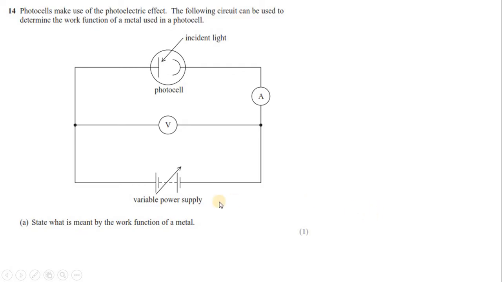So work function means the minimum amount of energy that is required to emit an electron from some metal surface. So that's how you define the work function.